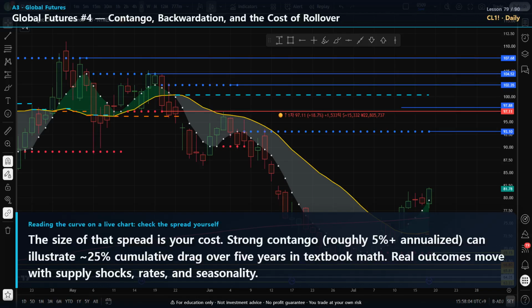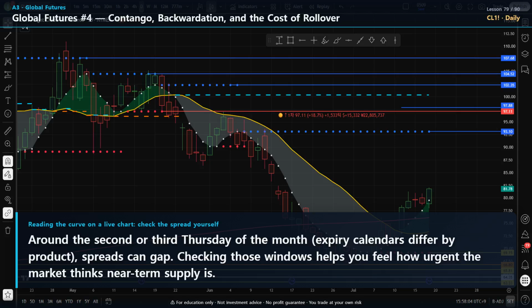Strong contango, roughly 5% plus annualized, illustrates about 25% cumulative drag over 5 years in textbook terms. Real outcomes move with supply shocks, rates, and seasonality. Around the second or third Thursday of the month, expiry calendars differ by product, spreads can gap. Checking those windows helps you feel how urgent the market thinks near-term supply is.